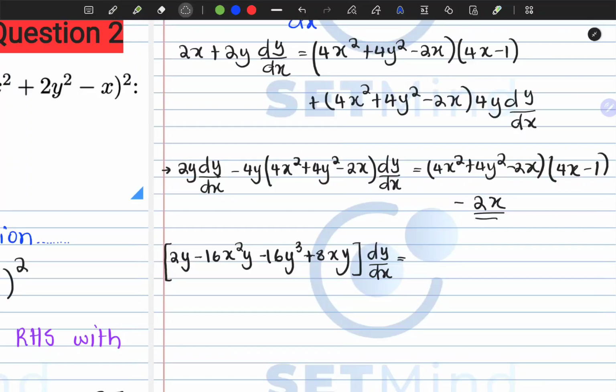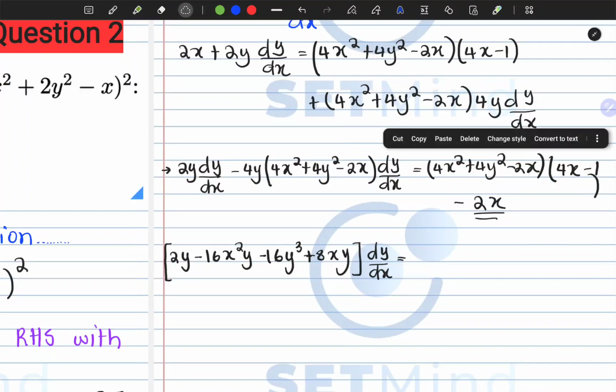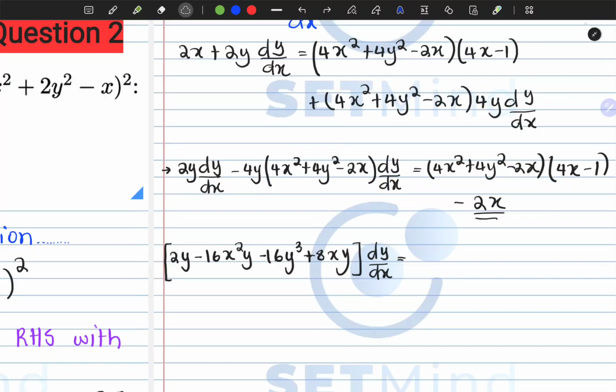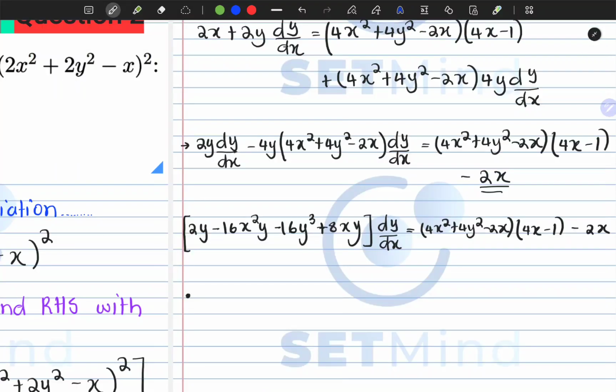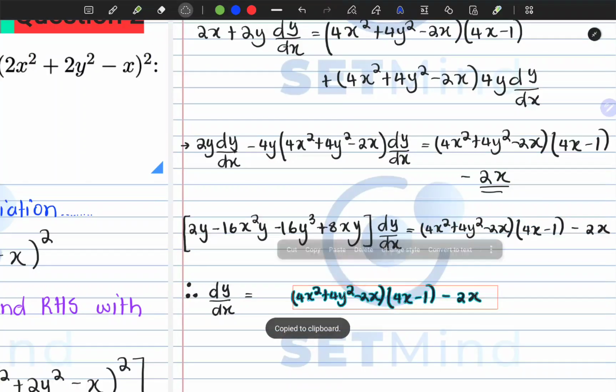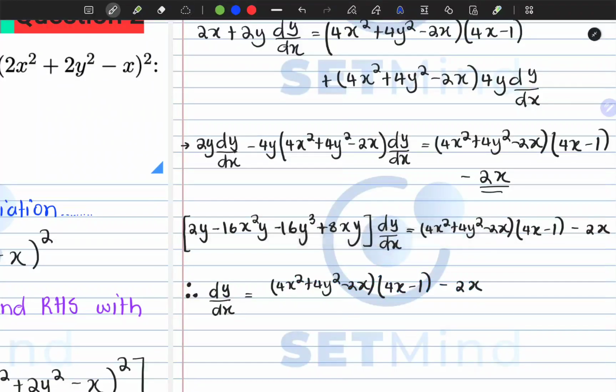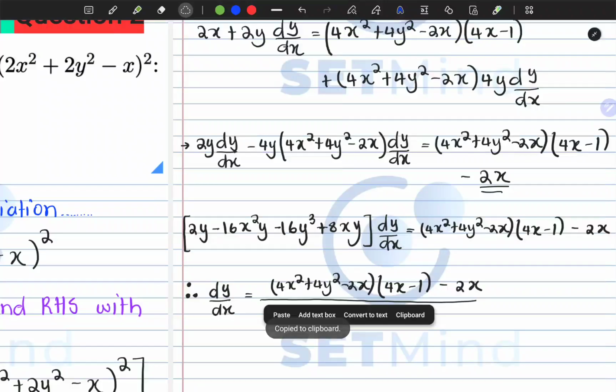And all of this is just equal to what we have on the right hand side. So if you observe carefully, we are now in a position where we can solve for dy/dx by simply dividing the left hand side and the right hand side by the part which is multiplying the dy/dx. So we'll have the right hand side divided by the left hand side, which is all of this here. Let's copy and paste it here.